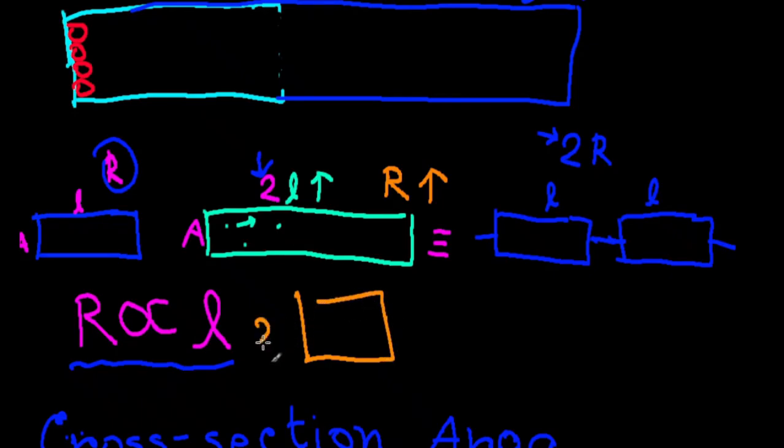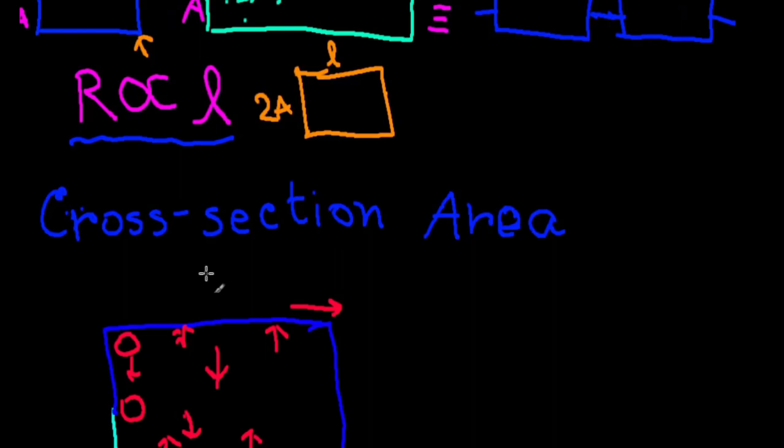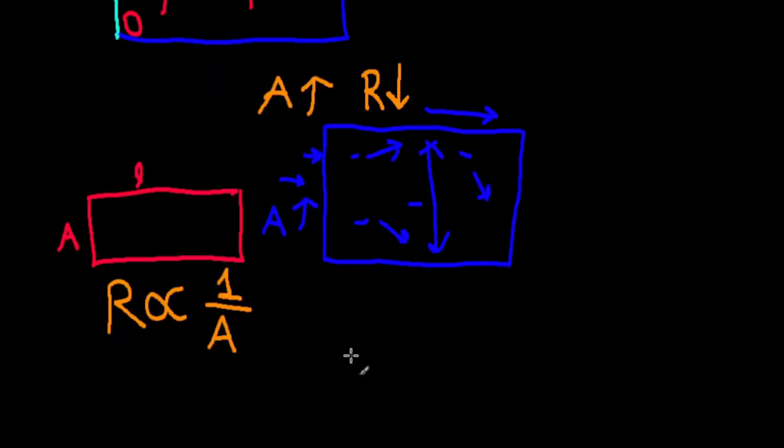So it's 2A, L, and this is equivalent to if you had two of these pieces in parallel, instead of in series. And as you'll see, your resistance is going to get halved. It's going to be R by 2, which proves the inverse relationship. So this should be enough to satisfy you that your resistance is inversely proportional to the cross-sectional area. And so we are done.